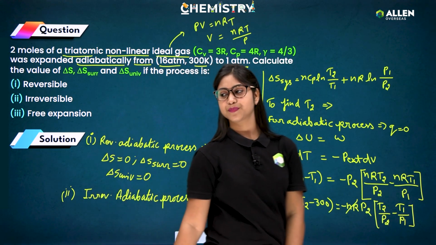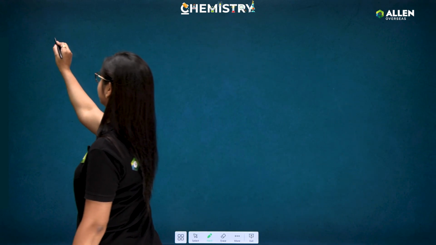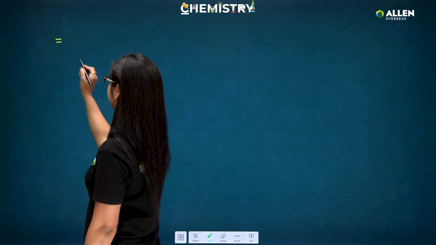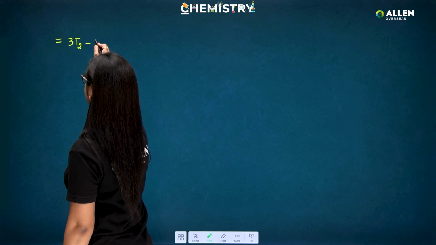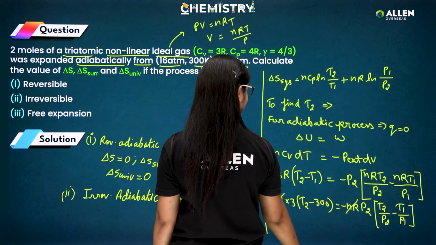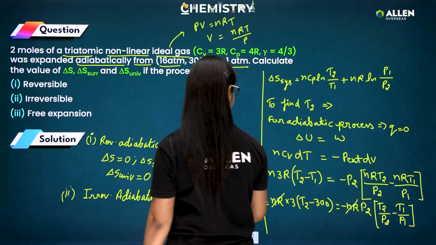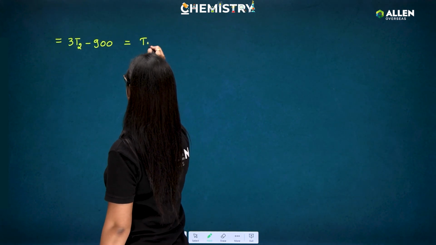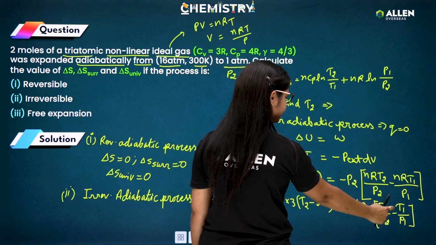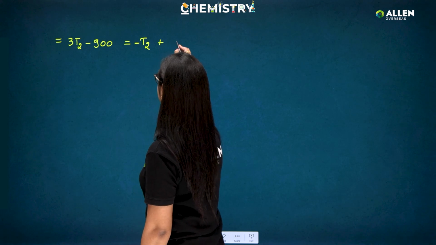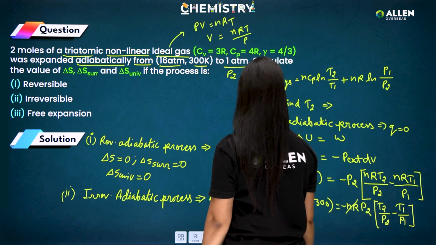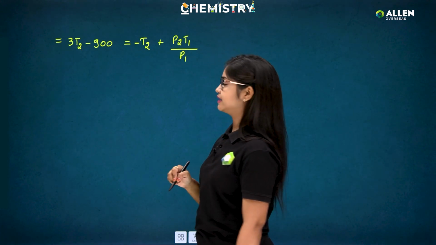So now what is left? Let's write it here. Basically we have 3 T2 minus 300, so this can be written as 3 T2 minus 900, equal to P2, and if we multiply the P2, it will become T2, and with negative sign, minus T2, because you have negative sign also. So minus T2 plus P2 T1 divided by P1. Okay, this relation we have got.